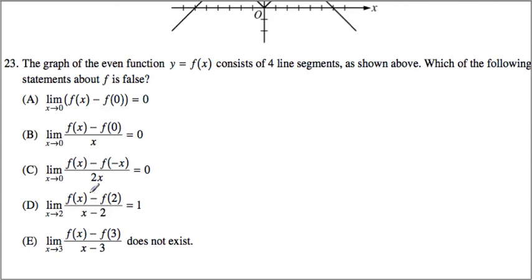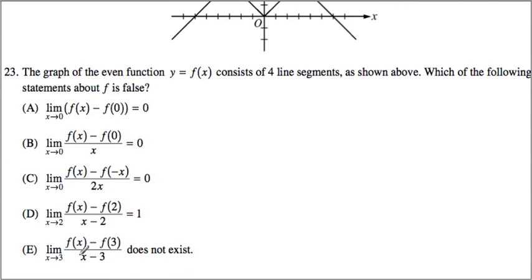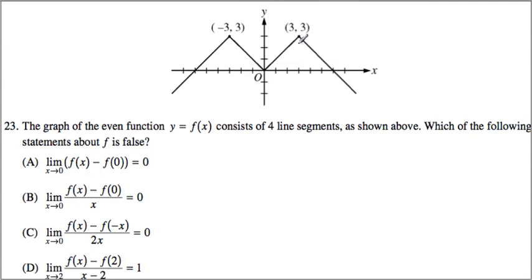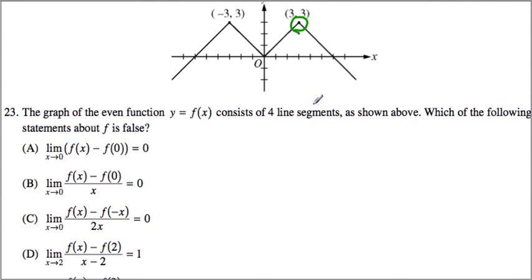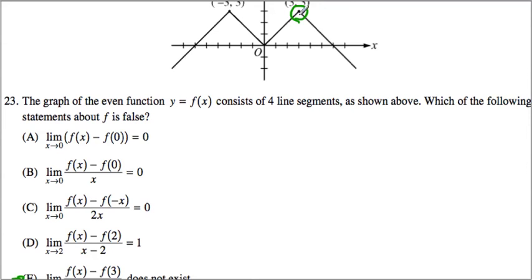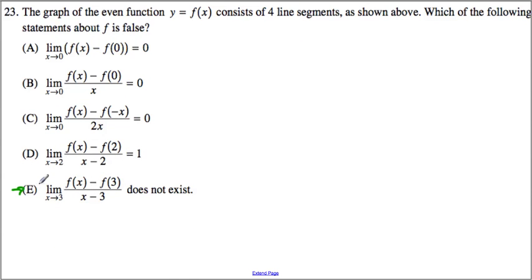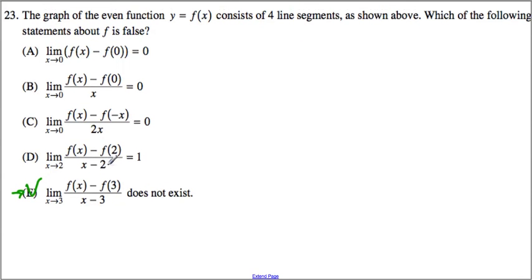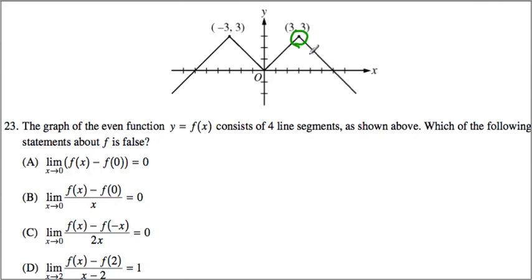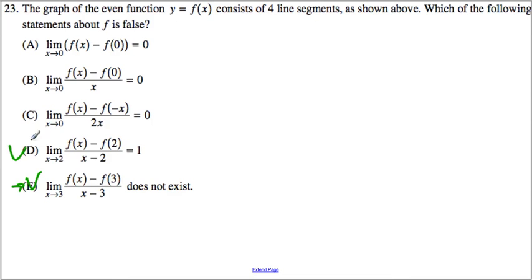Let's look at the last one first. Choice E: f of x minus f of 3 over x minus 3. This basically means we are looking at the slope when x equals 3. The slope at x equals 3, as you can see, doesn't exist. It's a corner, so therefore this will be correct. How about here? This will be a slope around x equals 2. The slope at x equals 2 seems to be 1, and that is correct.